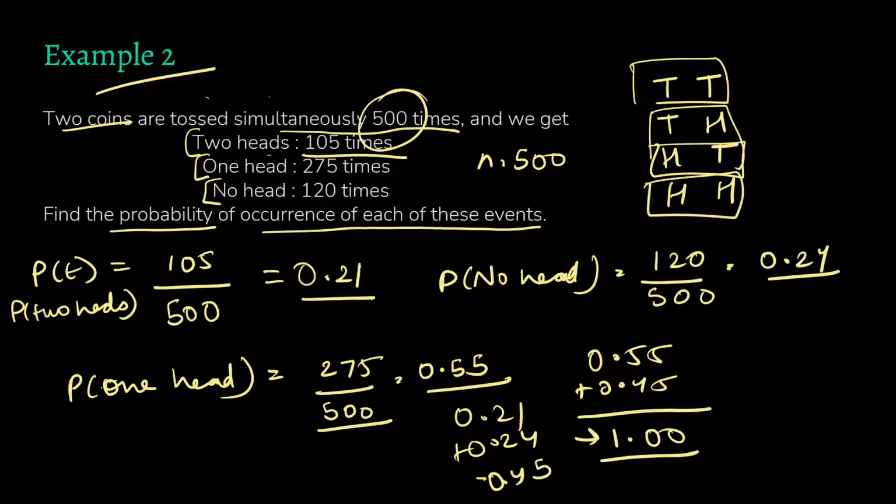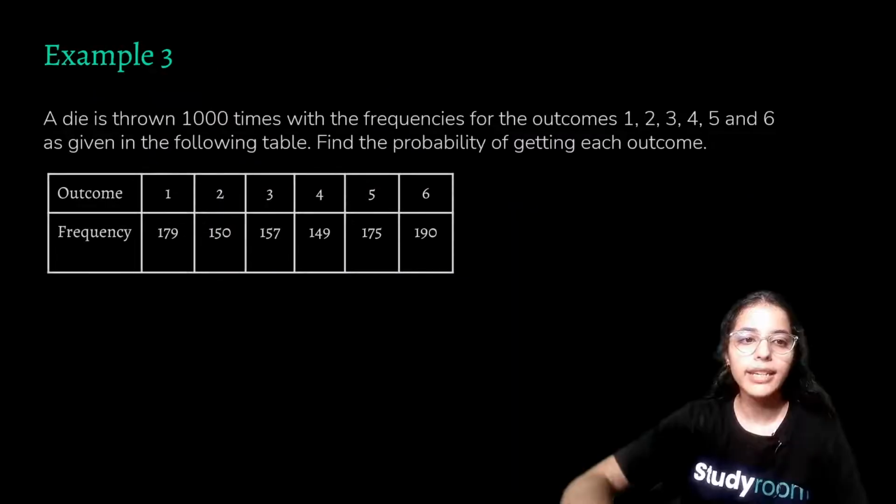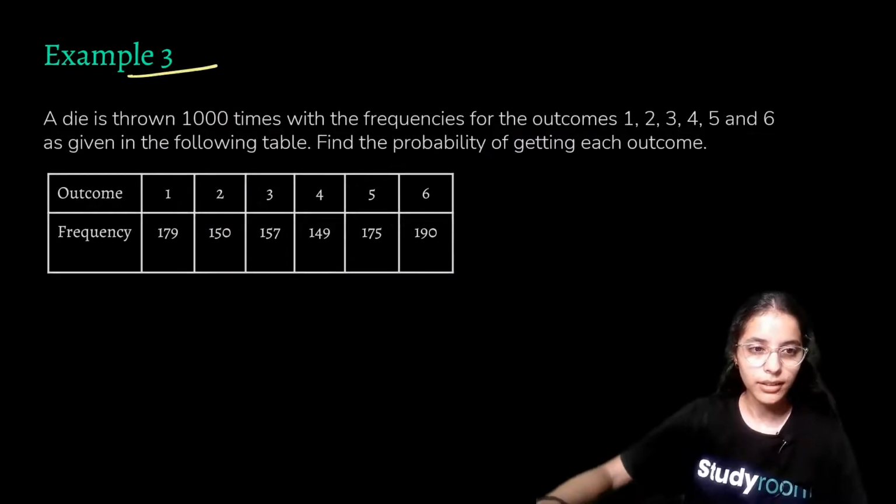That means these are the only 3 cases that are possible, and this is very obvious since all our outcomes are being involved in these 3 outcomes that are given, right? So that is how we take out the probability in this case. Now let us move on to our example number 3.